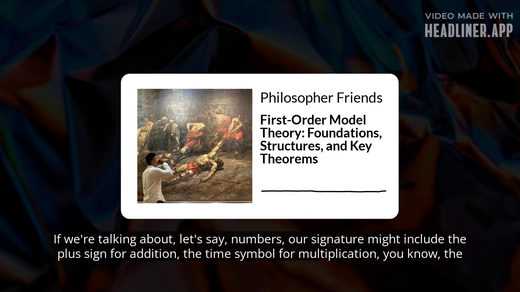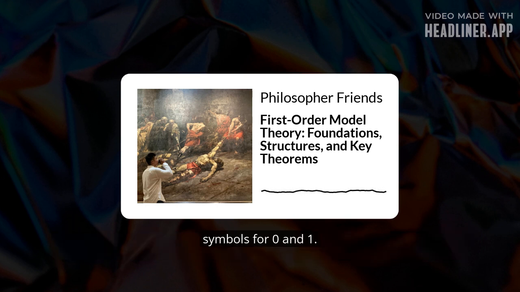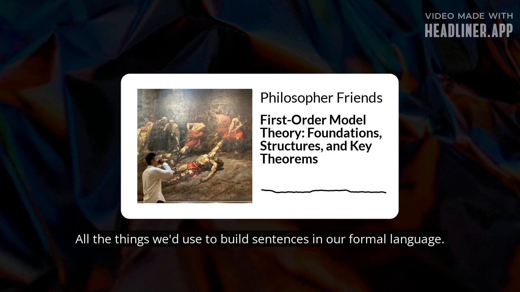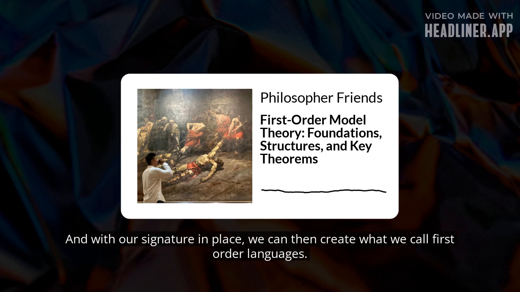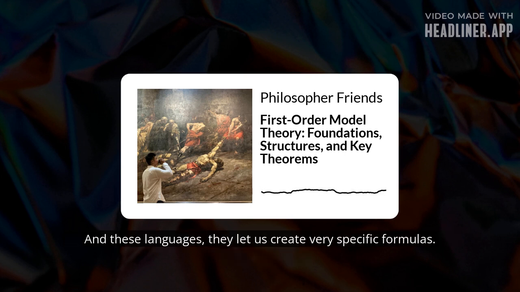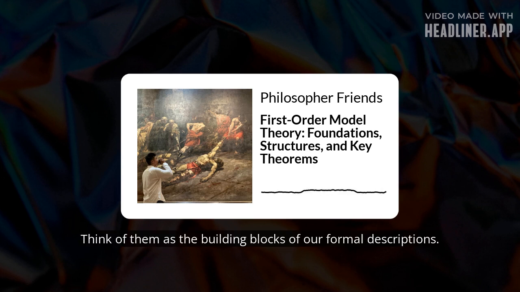Exactly. If we're talking about, let's say, numbers, our signature might include the plus sign for addition, the times symbol for multiplication, the symbols for 0 and 1. All the things we'd use to build sentences in our formal language. Precisely. And with our signature in place, we can then create what we call first-order languages. And these languages let us create very specific formulas. Think of them as the building blocks of our formal descriptions.